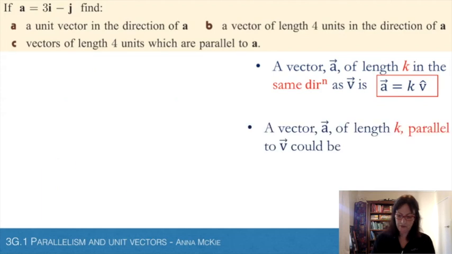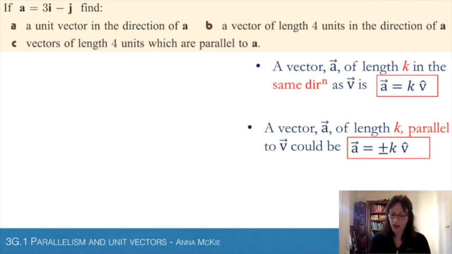Part C, we're asked to find all vectors, plural here, of length 4 units which are parallel to A. And the facts that we've learnt before are that that's in the same form as we did in part B. So it's the scalar multiplied by the unit vector. Notice how that's the same. But because they can be parallel, as opposed to being in the same direction as A, we can take the plus or the minus version of that. And so the two answers that we'll have, one of them we had from part B.